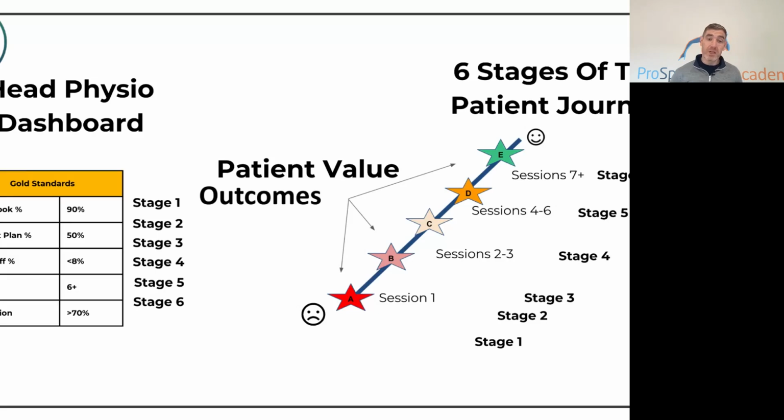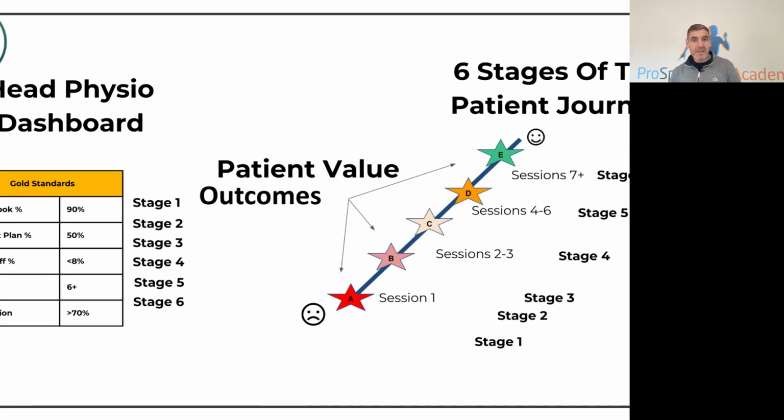the numbers, take care of themselves, which then the patient's going to achieve their value outcomes that they've defined in the first session. You're going to ethically keep the patient progressing, and then you're going to get best chance of getting reviews and referrals, which makes your marketing a lot easier. So that's your head physio dashboard, working with your 6 stages.